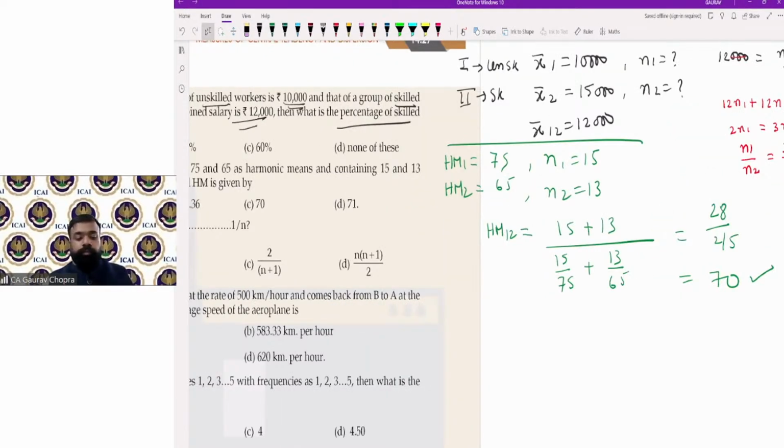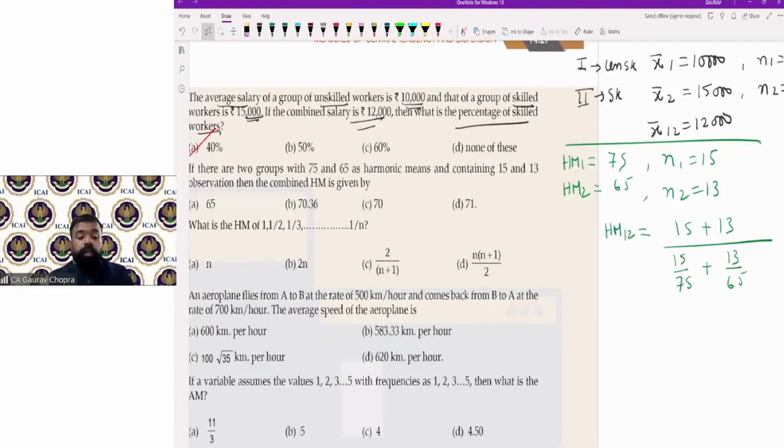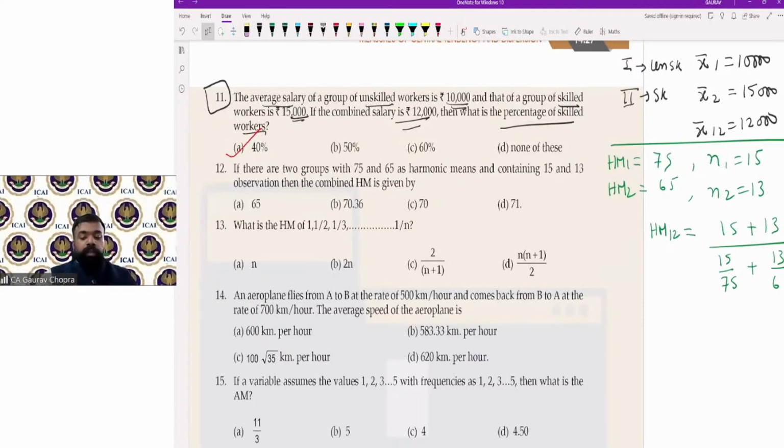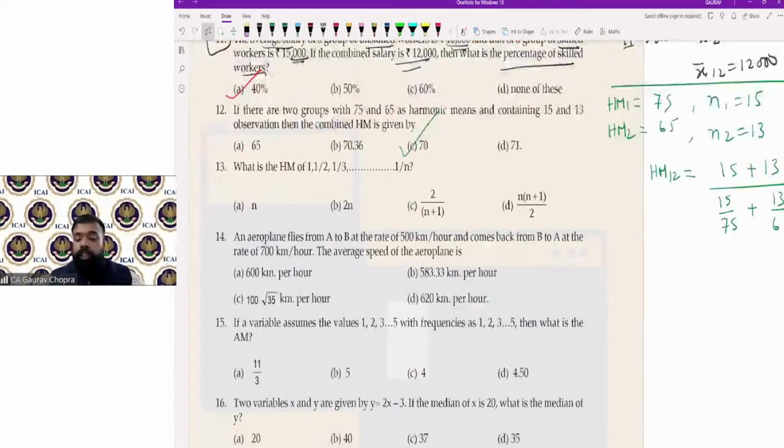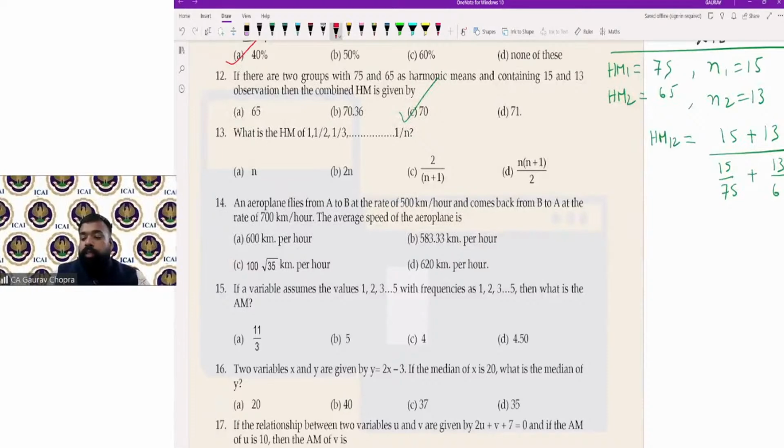All right. Now this was basically question number 12. Now 13th is quite different, not difficult, just different as compared to others. 13 says find out the HM of the series 1, 1 by 2, 1 by 3, and so on up to 1 by n.